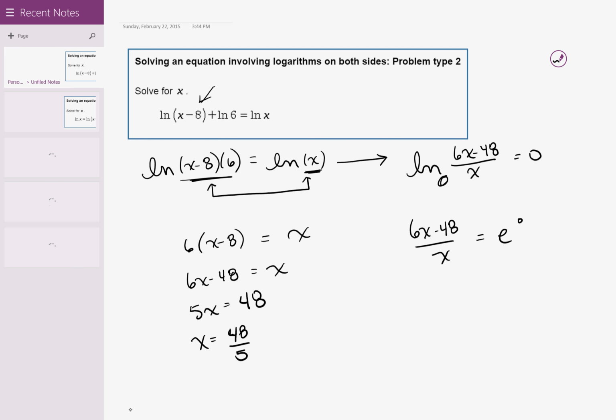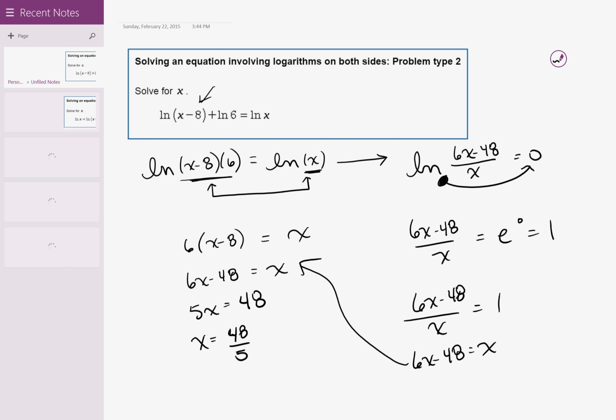Right? This is base e right here, and that's my exponent, e to the 0. And e to the 0 is 1. So that gives me that 6x minus 48 over x is equal to 1. Multiply both sides by x, and I'm right back here. So there is more than one way to get through this problem and get the correct answer. The really important step is this: check your domain and make sure that your answer works in the original equation.